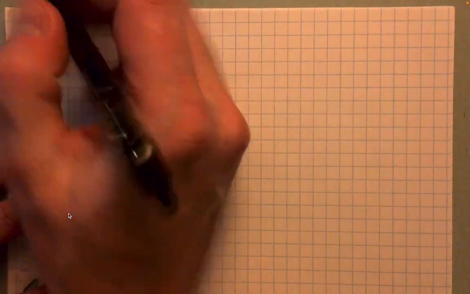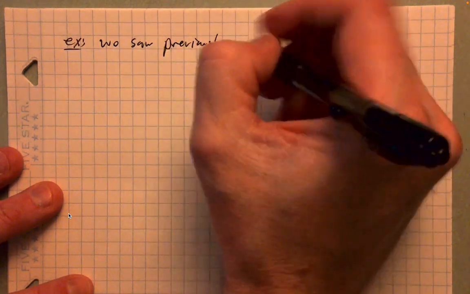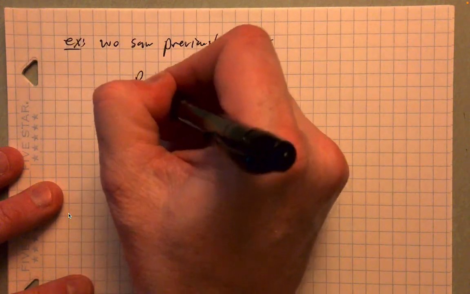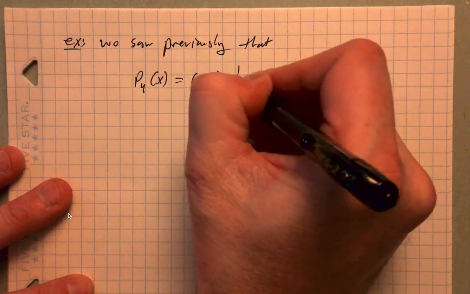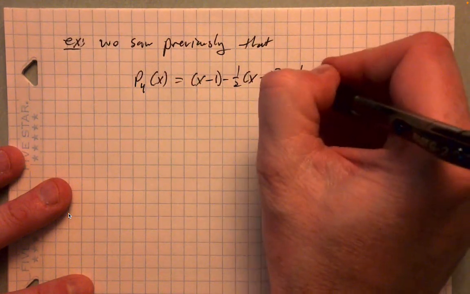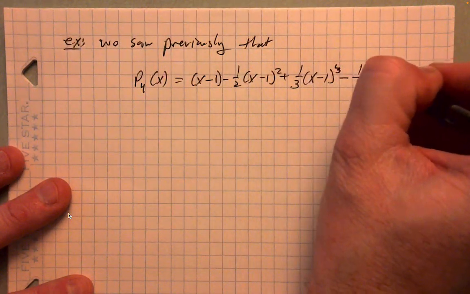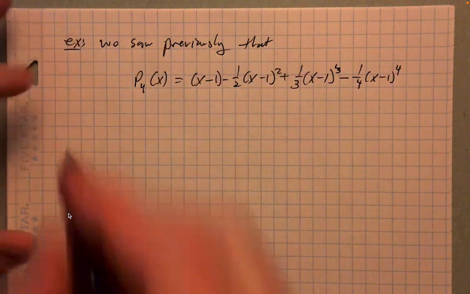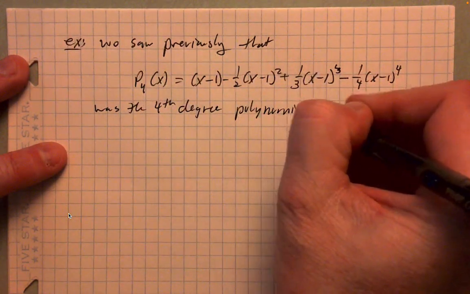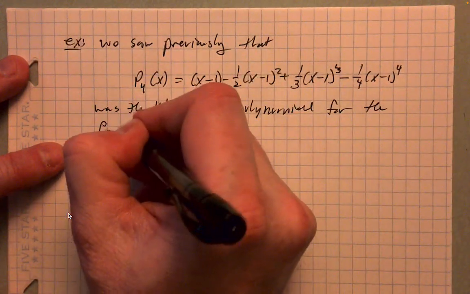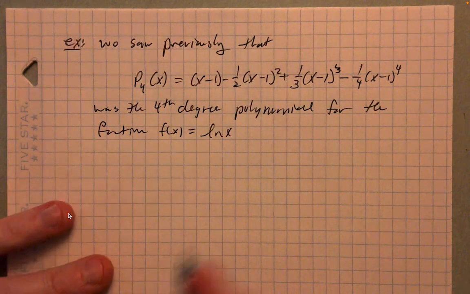We saw previously a fourth degree Taylor polynomial. We saw that p sub 4 of x was equal to (x minus 1) minus 1/2 (x minus 1) squared plus 1/3 (x minus 1) to the third power minus 1/4 (x minus 1) to the fourth power. We saw this polynomial was the fourth degree polynomial for the function f of x equals the natural log of x, centered at 1.